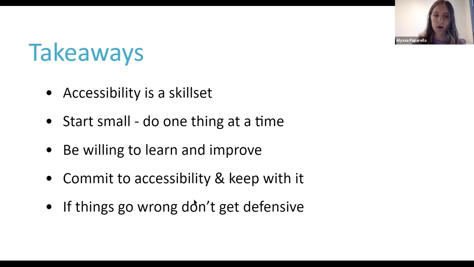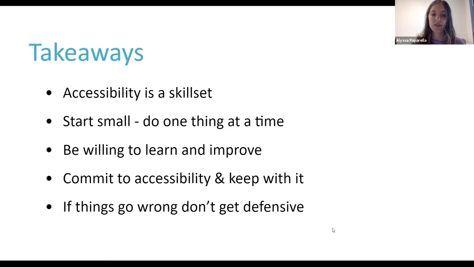You can start small, so maybe just by adding alt text. Challenge yourself to say, I'm going to add alt text to all of my images I post from now on. This is just starting small, and as you build one accessible practice, it leads the way to having more confidence to include other accessible practices in the future. You must be willing to continue to learn and improve. No one's going to be amazing with it the first time. So you must also be willing to get feedback.